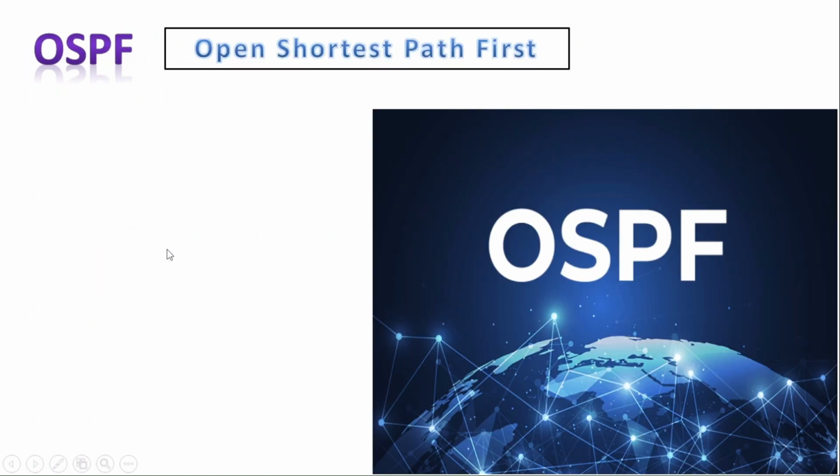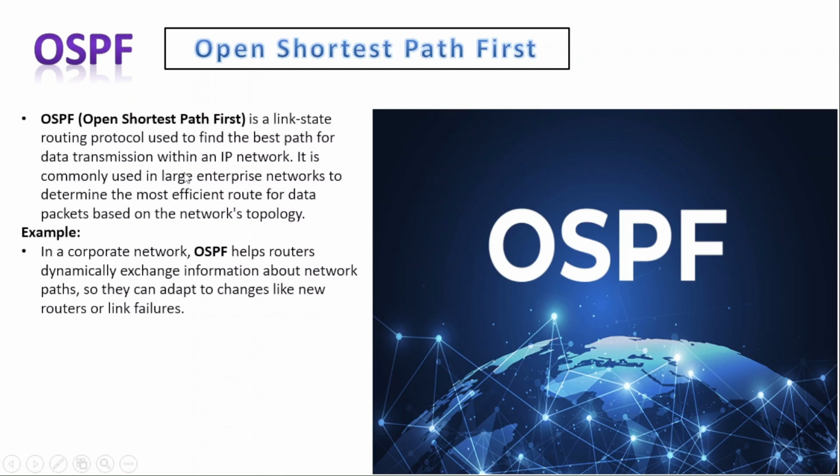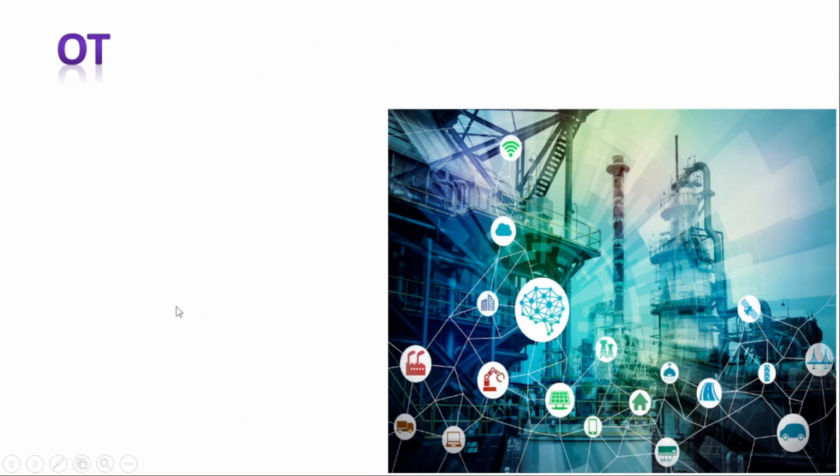OSPF, that is Open Shortest Path First. The OSPF Open Shortest Path First is a link state routing protocol used to find the best path for data transmission within an IP network. It is commonly used in large enterprise networks to determine the most efficient route for data packets based on the network's topology. Example: in a corporate network, OSPF helps routers dynamically exchange information about network paths so they can adapt to changes like new routers or link failures.